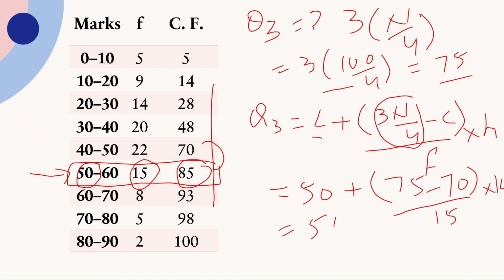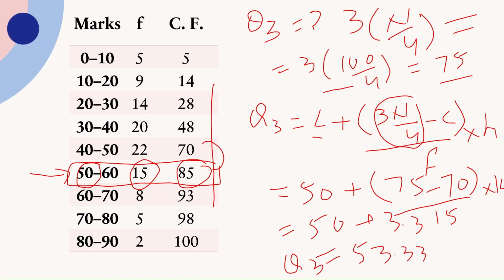So simplifying, we get 75 minus 70 is 5, and 5 into 10 divided by 15 is equal to 3.33, and 53.33 is the Q3. Q3 is equal to 53.33. Similarly, you can find Q2. For Q2, you have to use 2 times n by 4, and for Q1 you use only n by 4, and the same procedure, and you get all the quartiles.